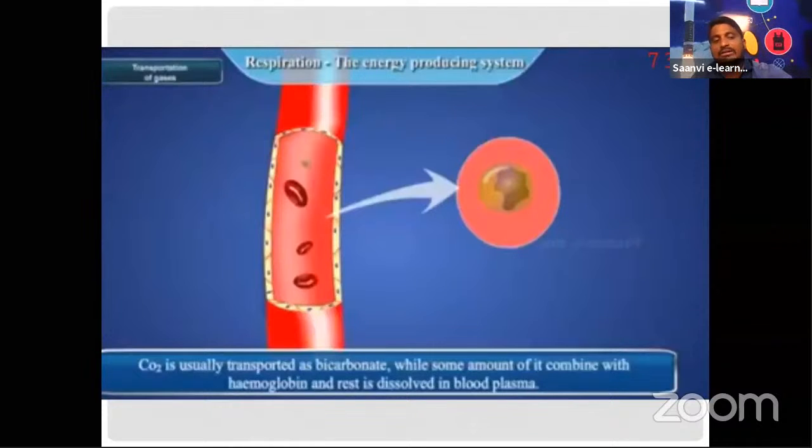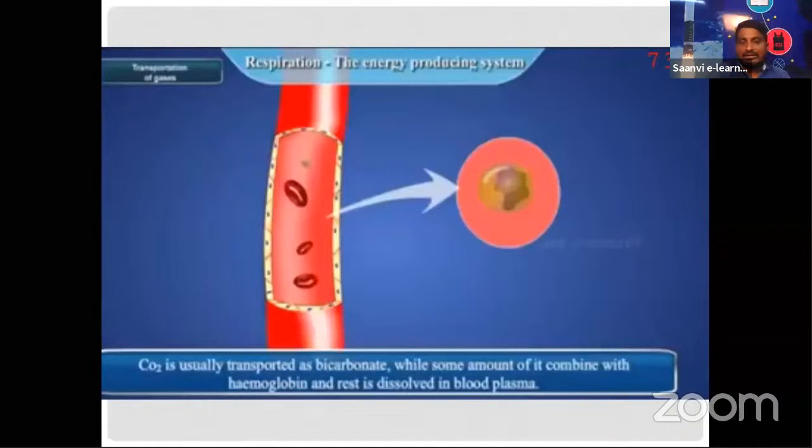Okay. CO2 is usually transported as bicarbonate, HCO3, while some amount of it is combined with hemoglobin, and the rest of that is dissolved in blood plasma.